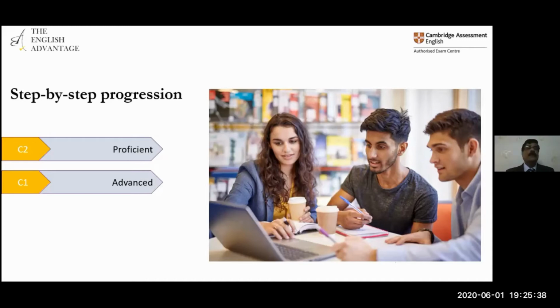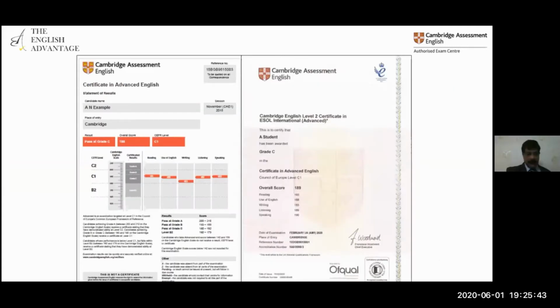Here are the certificates, and this is how they look. So you will get a marking for 5 skills: reading, writing, speaking, listening, and the use of English. Everything calibrated on a mark sheet along with a certificate, which is separately sent out to you. Now, these are qualifications, I said. So right from the A1 to the C2, these are qualifications.